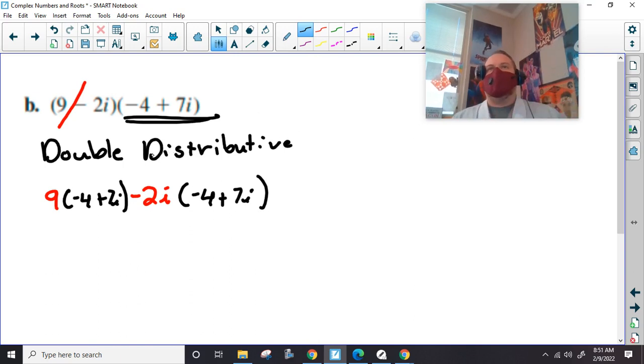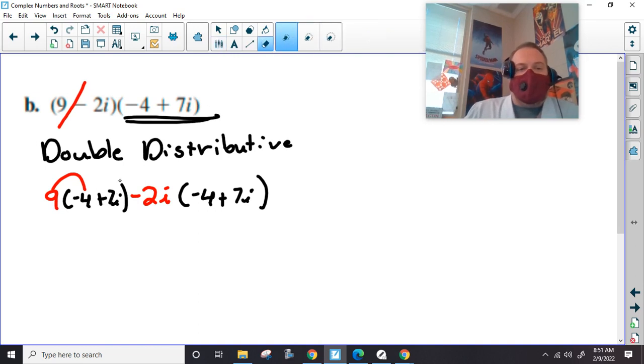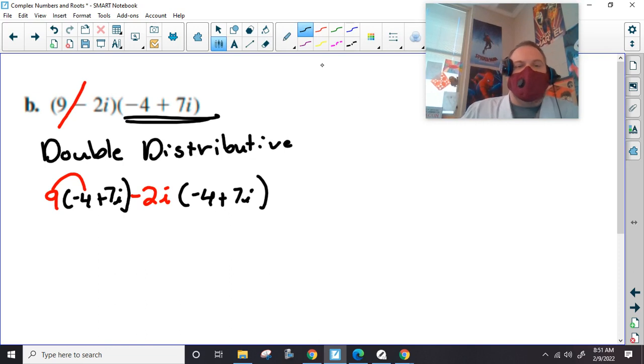Now, some people have done this method. There's another method I'm going to show you, and you get to choose which one you like the best. So we do like it says, we're going to double distribute. So we got to do the distributive property twice. Right here. That's a 7. Actually that's a 7i. It's poorly written. There we go. That's better.